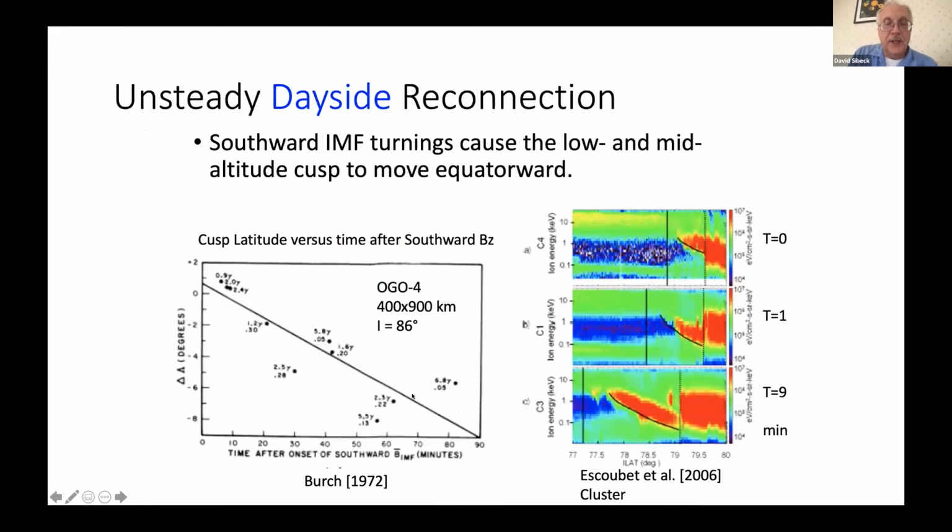Cusp moves equatorward following southward IMF turnings. Got it. Here are 3 Cluster spacecraft observations of the cusp at successive times. Clearly the cusp moved from high latitudes to low latitudes. So things change in the cusp as a function of time. They might also be spatial.